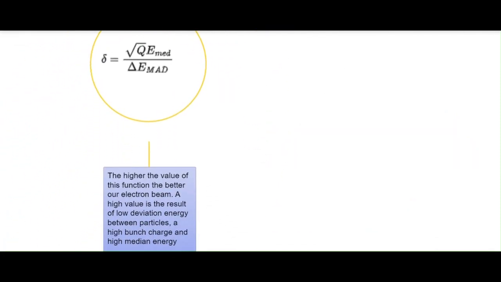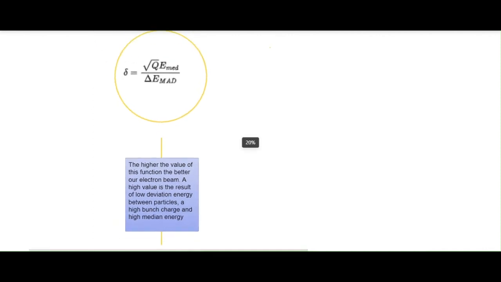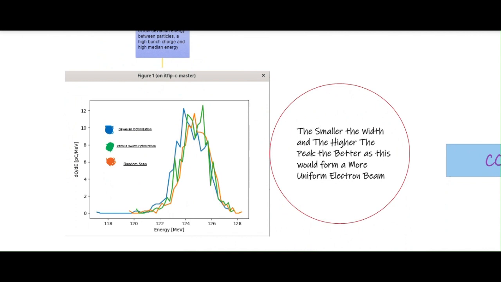The higher the value of this function, the better our electron beam, because a high value would be the result of a low deviation between the particle's energies, a high bunch charge, and a high median energy. The smaller the width and the higher the peak of these figures, the better, as this would be the result of a more uniform electron beam.